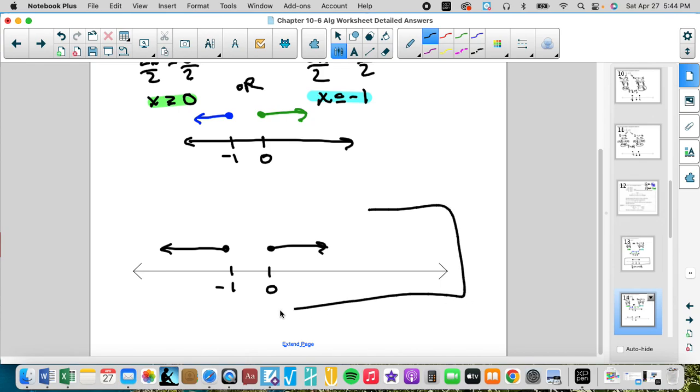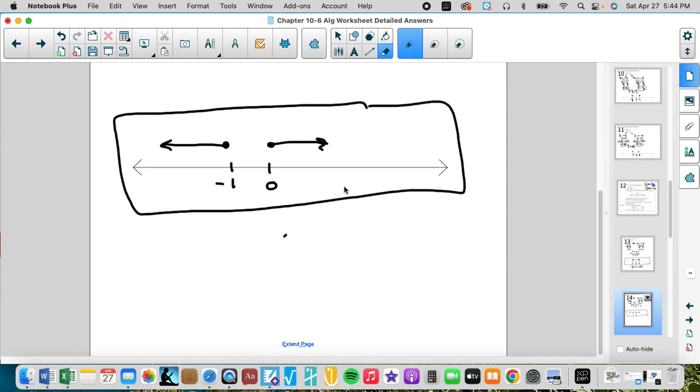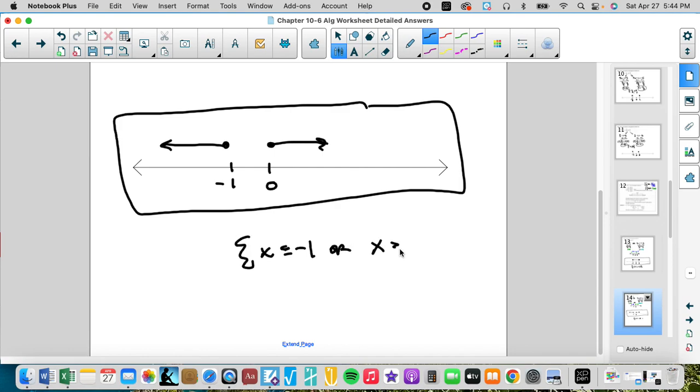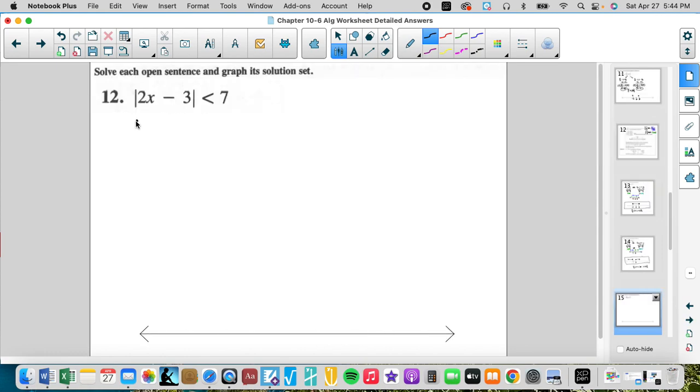So that's the solution. And if we had to write it as an inequality or a statement, we would write x is less than or equal to negative 1, or x is greater than or equal to 0 would be the proper way to write that solution.